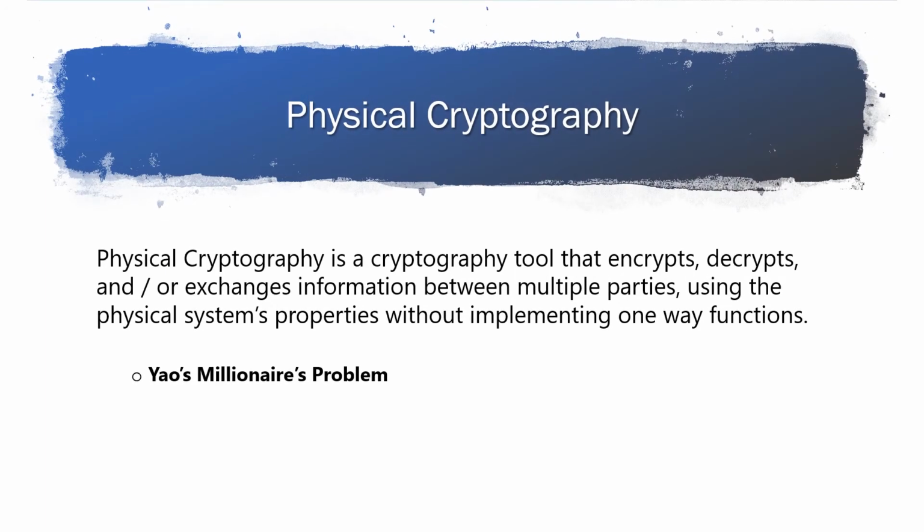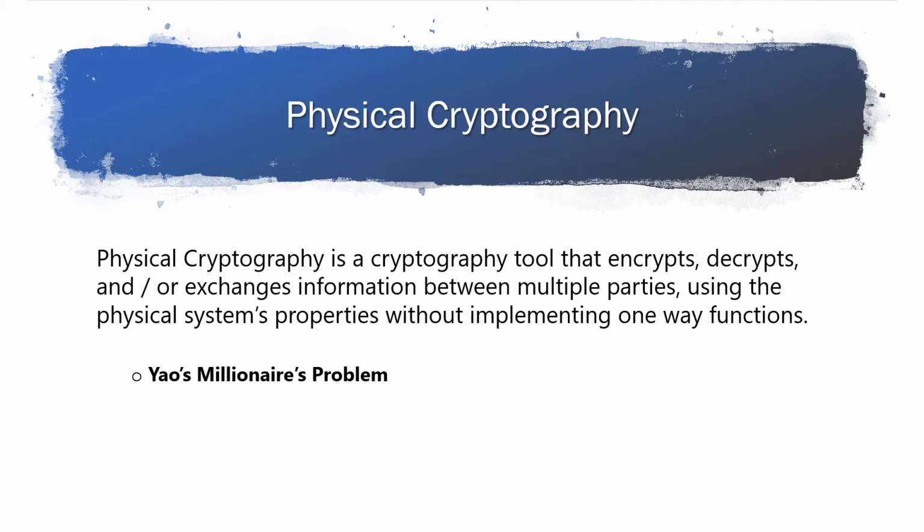So, what is physical cryptography? Physical cryptography is a cryptographic tool that allows you to encrypt, decrypt, and exchange information between multiple parties using the physical system's properties without implementing one-way functions. What I mean by that is that you can take the physical item of communication and use its physical properties without having to implement one-way functions. And by one-way functions, I mean those functions that are really easy to implement, but it's really hard to find their inverse.